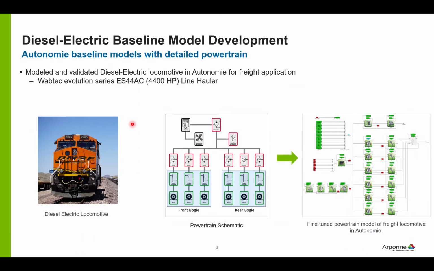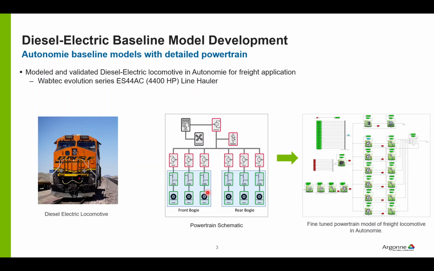So moving on, we started modeling trains in Autonomie with a diesel electric baseline model. We have taken the Wabtec Evolution series model as a reference and modeled the diesel electric locomotive in Autonomie, considering all the main powertrain components which you can see over here. We have the engine, the mechanical and electrical accessories, the generator, the motor, gearbox, and the wheels.